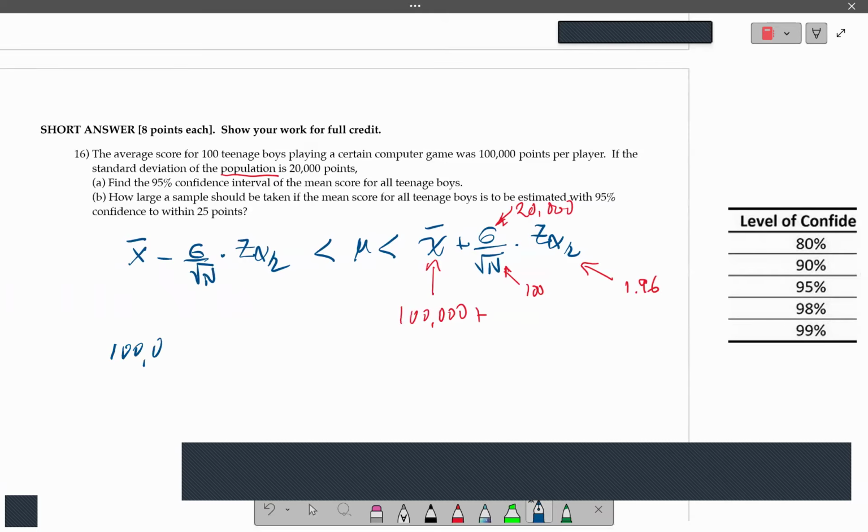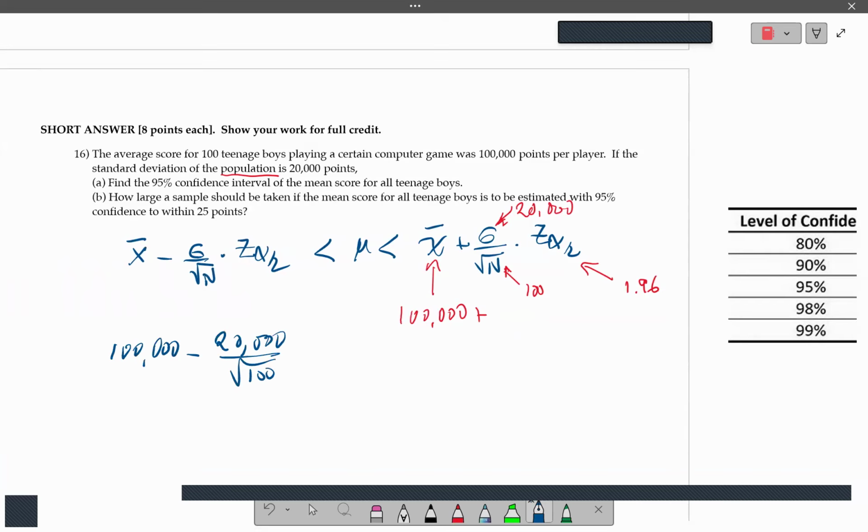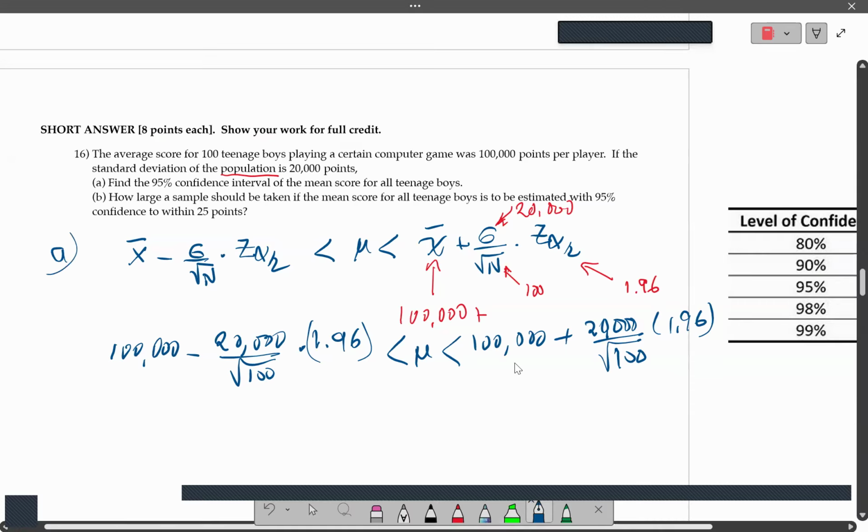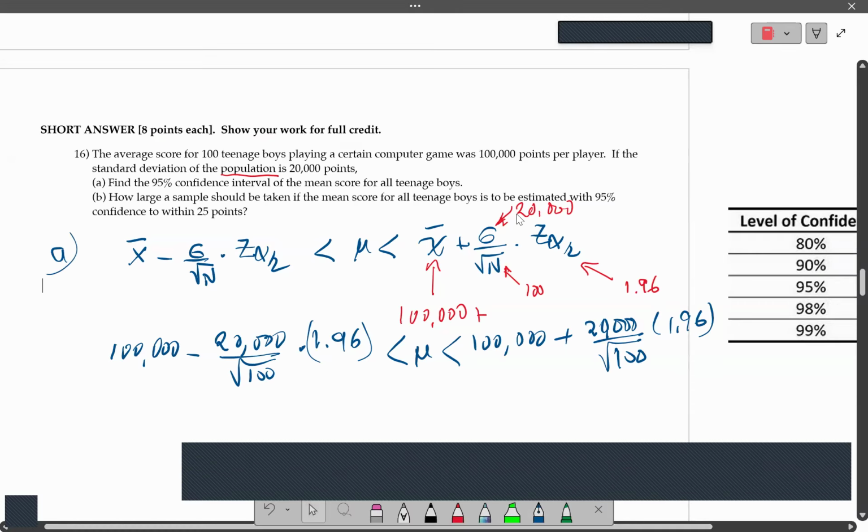So this is gonna be 100,000 minus 20,000 divided by radical 100 times 1.96. And the other one is gonna be 100,000 plus 20,000 divided by radical 100 times 1.96. I hope somebody's doing this. And that's it with A. All right, so give me the numbers whenever you get it.